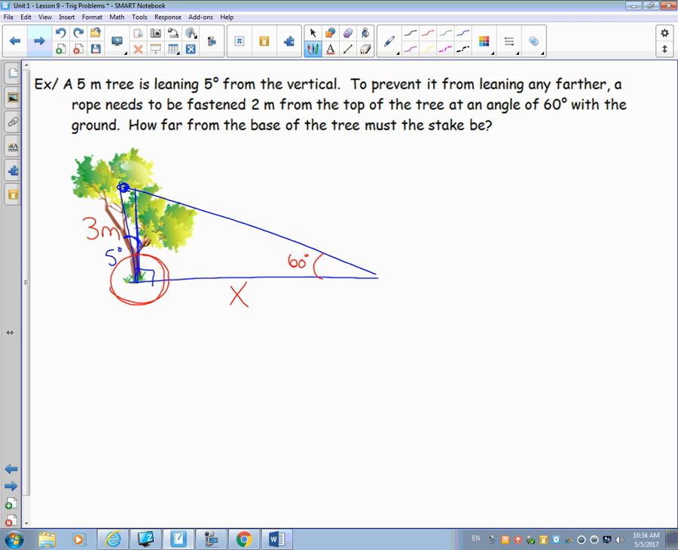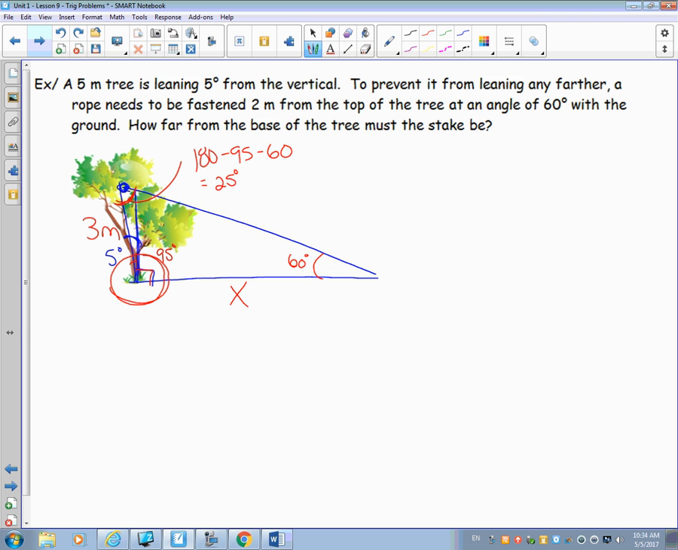The angle in the corner, right here, what is that angle? Well, if it was straight up and down vertical, it'd be 90, but it's leaned over 5 more degrees. So the angle is 95. And if I know 2 angles in a triangle, I can get the third angle, the one up here. That angle has to be 180 minus the 95 minus the 60, which gives us 25 degrees. And now I'm ready to do my math.